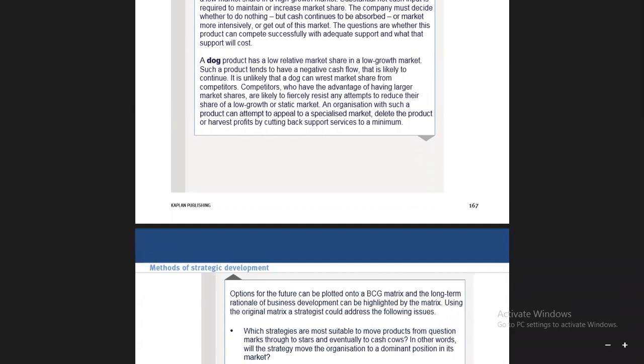A dog product has a low market share in a low market growth. Both are low. Such a product tends to have a negative cash flow. They are giving you negative cash flow. That is likely to continue. It is unlikely that a dog can wrest market share from competitors. Basically it is better to get rid of the dog products, because if you cannot bear those losses, it will ultimately run down your cash flows, because you cannot keep dog products for a longer period of time. If you are not earning anything, you will get rid of that because it will give you negative cash flows.